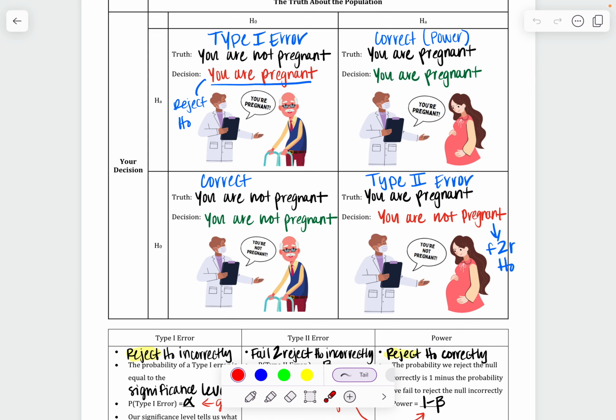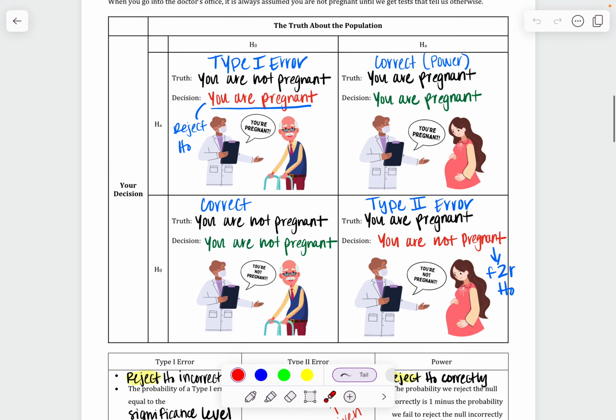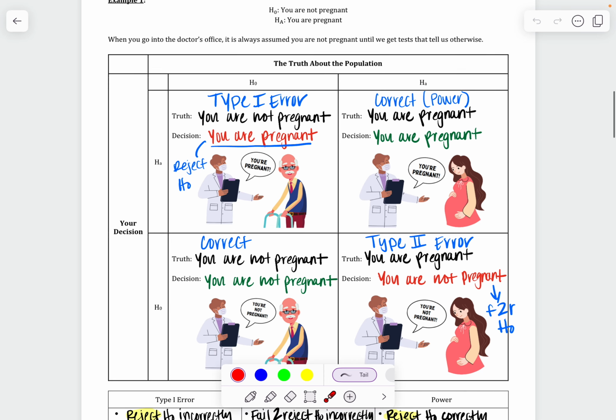Now we go into the types of error. For the top left, by telling the old man that he is pregnant, we are rejecting the null hypothesis. This is solely based on the null and alternative at the very top of our paper. The decision that we made was that we were deciding to reject. So by deciding to reject the null, that immediately is us potentially making a type 1 error, just based on the fact that we rejected.